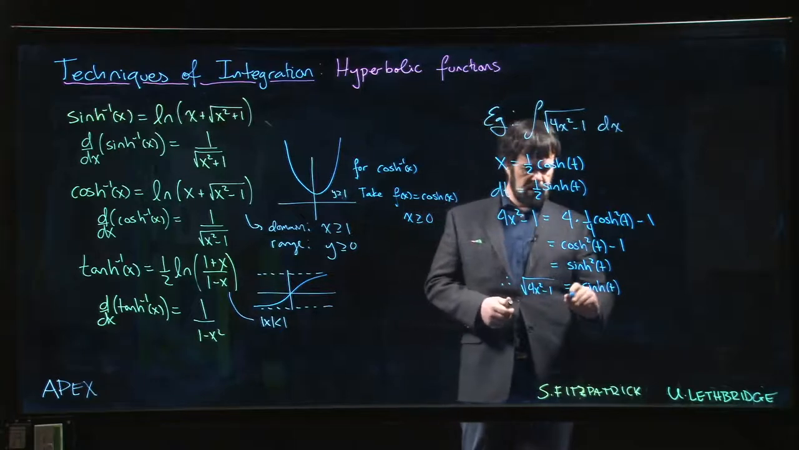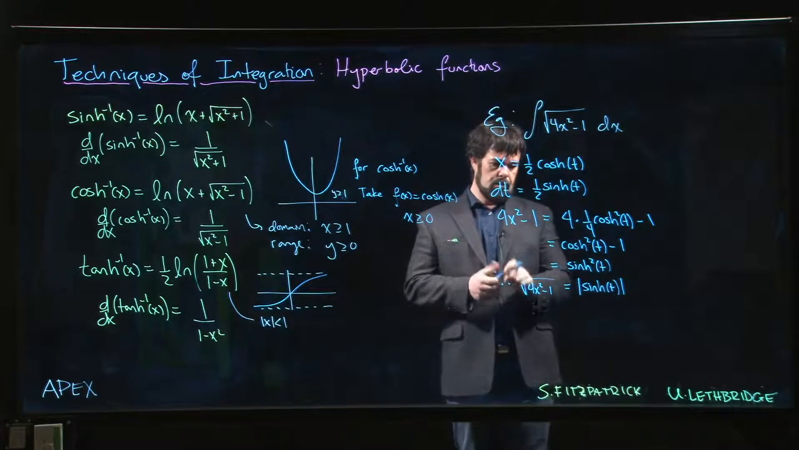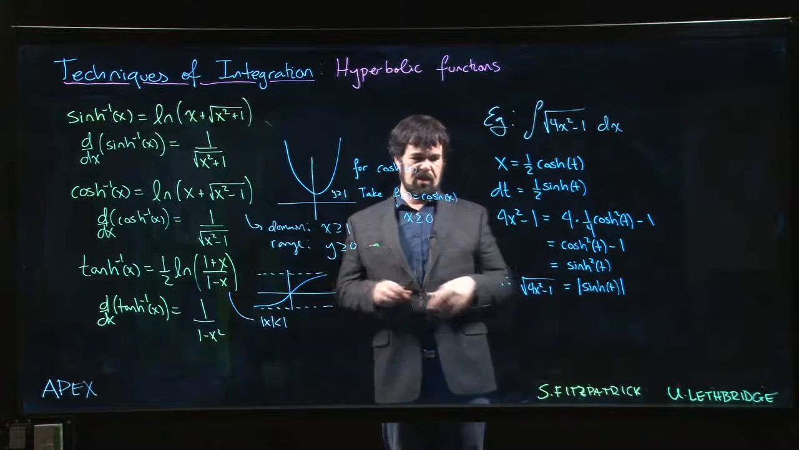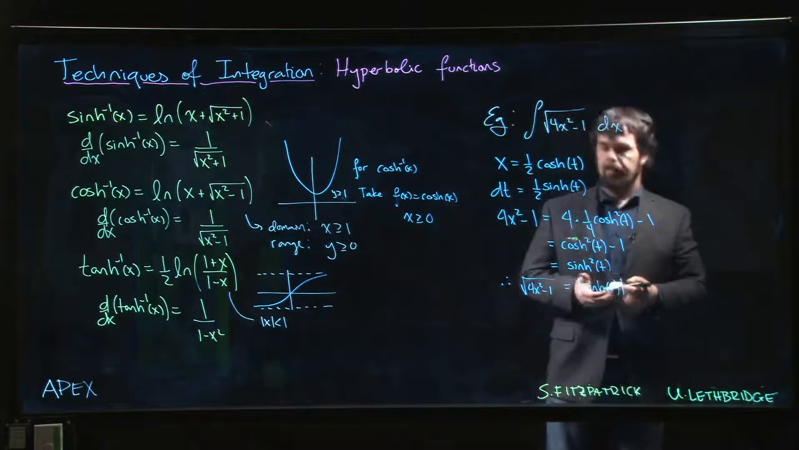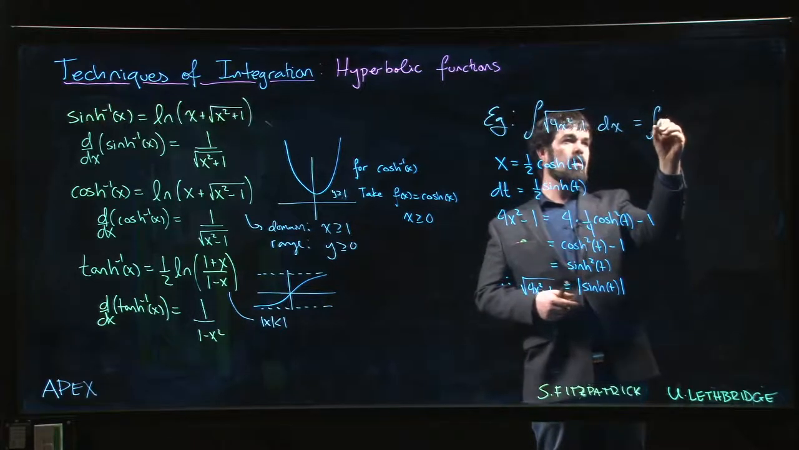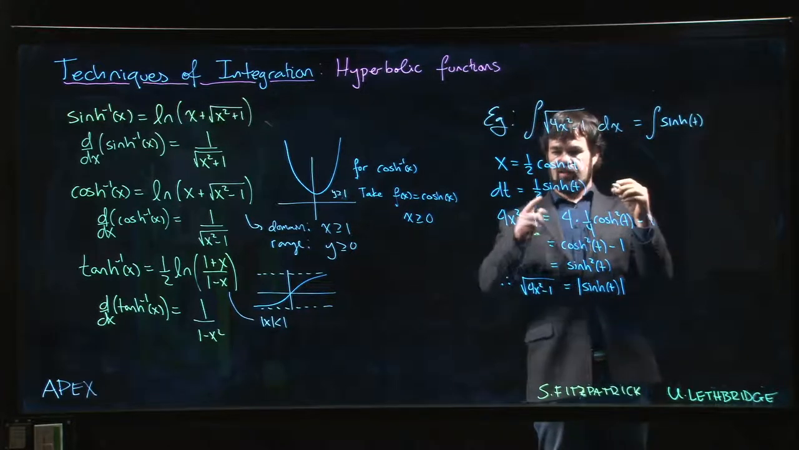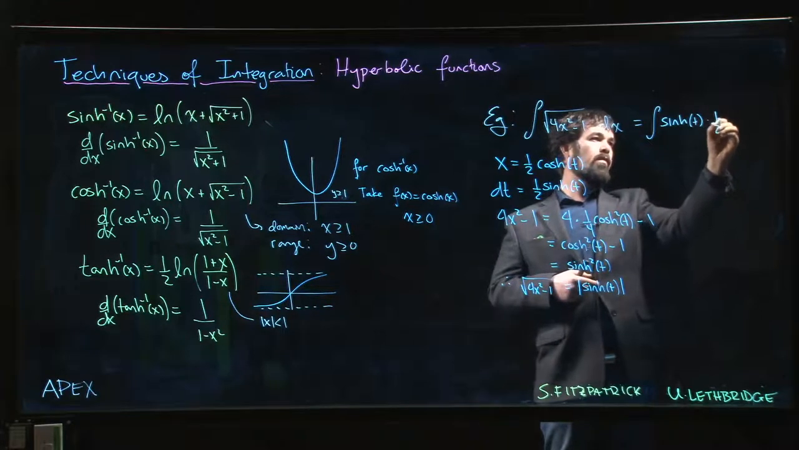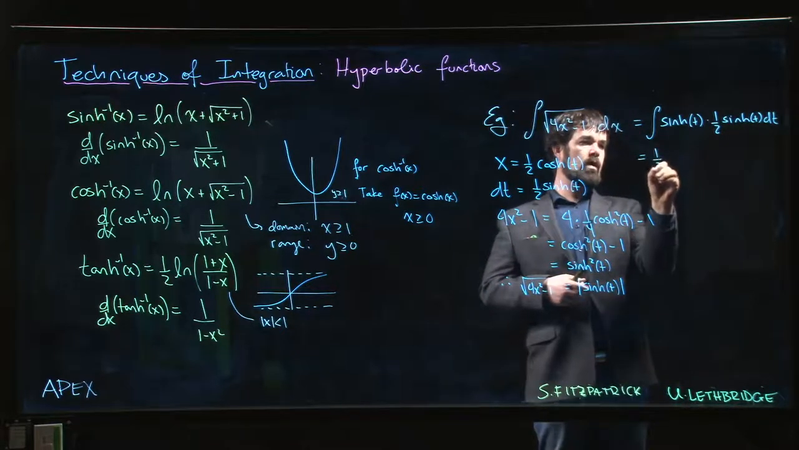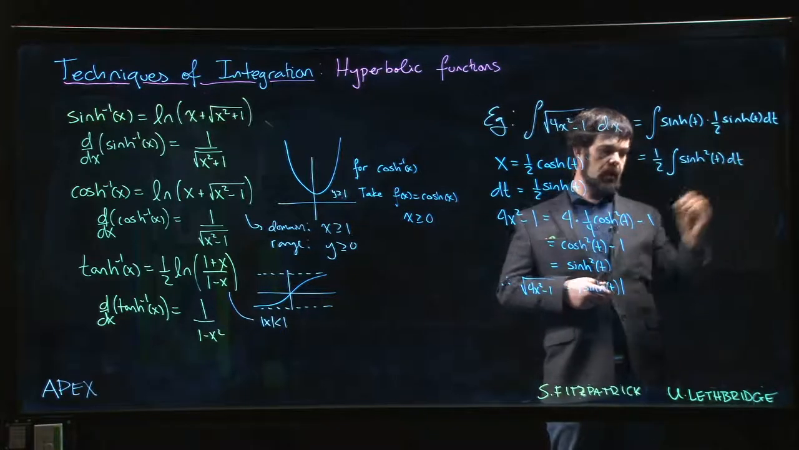I guess we should be a little bit careful here. Properly speaking, absolute value, because sinh can be negative. Okay, we'll fudge that. We'll ignore the absolute value, and if we need it, we'll put it in. So what you would get then is simply sinh t. dx is now 1/2 sinh t dt. So we get 1/2 sinh squared t dt. Okay?